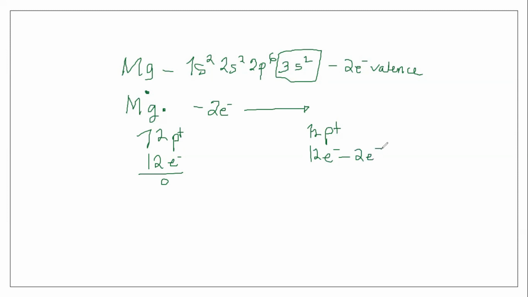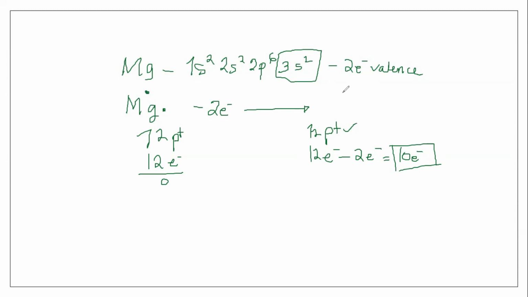2 electrons. So therefore, 12 minus 2 will give us 10 electrons. Okay, let us compare. So we have 10 electrons here and we have 12. So sino ang mas mataas? Definitely mas mataas ng dalawang protons compared to the electrons ng magnesium.